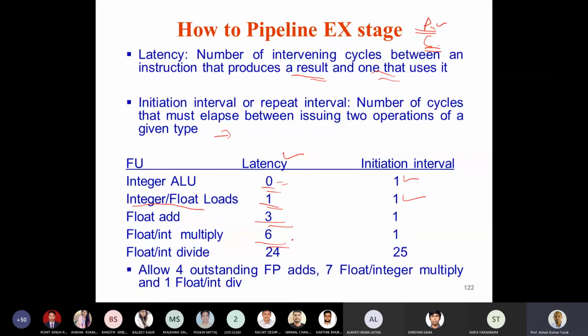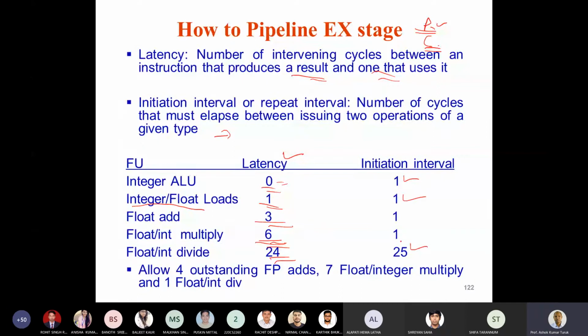You can take a different latency and a different initiation interval, so you'll have a completely different pipeline structure for the execution stage. The multiplier has a latency of 6 and an initiation interval of 1, and the floating point divide has a latency of 24 and an initiation interval of 25.